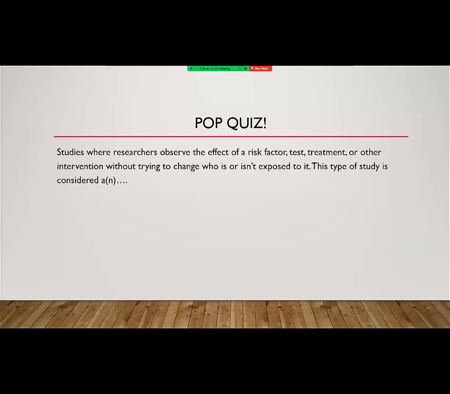Okay, so I went through a lot of information. I know a lot of this is kind of dry, so I'm trying to break this up, and since my poll isn't quite working the way that I wanted to, I'm going to provide this question right here. So if researchers are observing the effect of a risk factor, test, treatment, or other intervention without trying to change who is or is not exposed to it, what kind of study design would you think this is? Please enter your responses in the chat, and I'll give maybe half a minute for this.